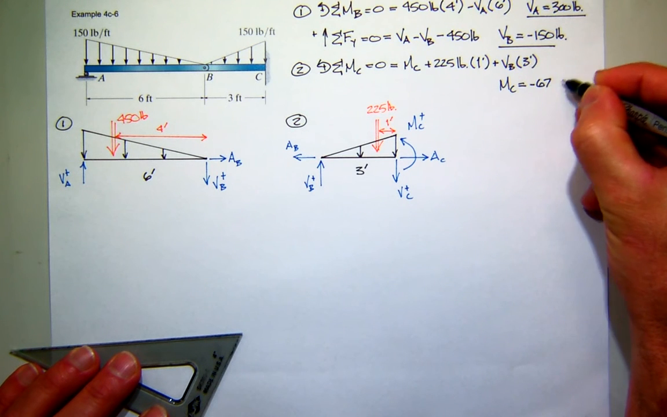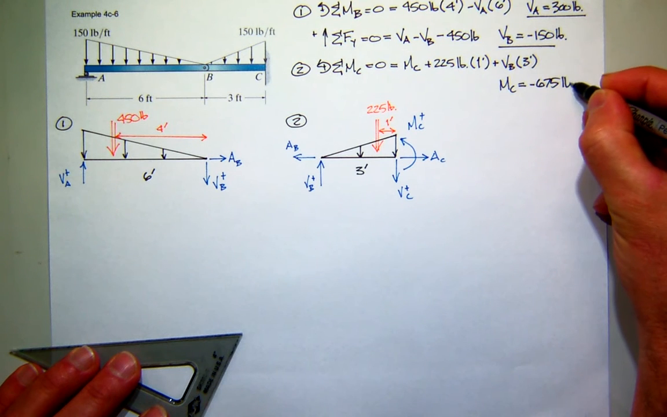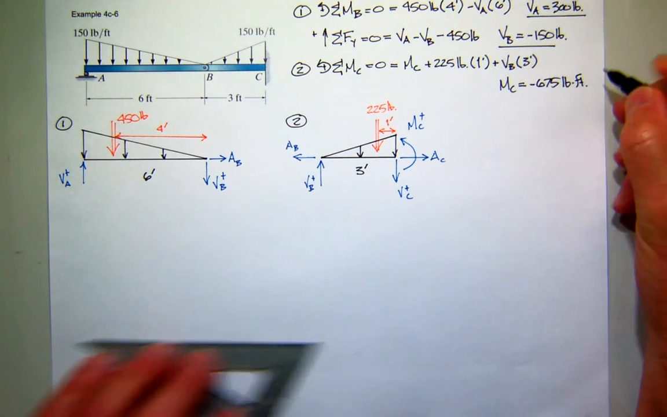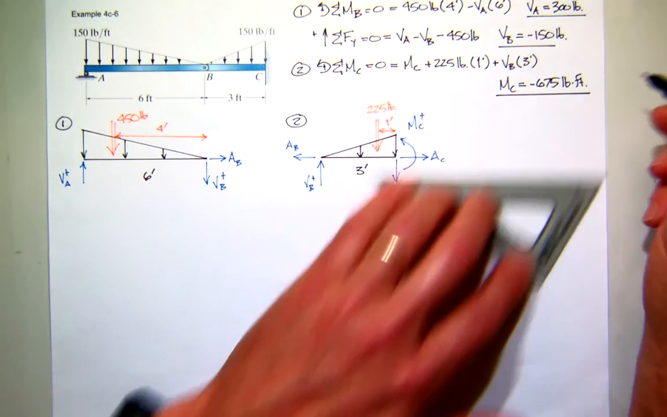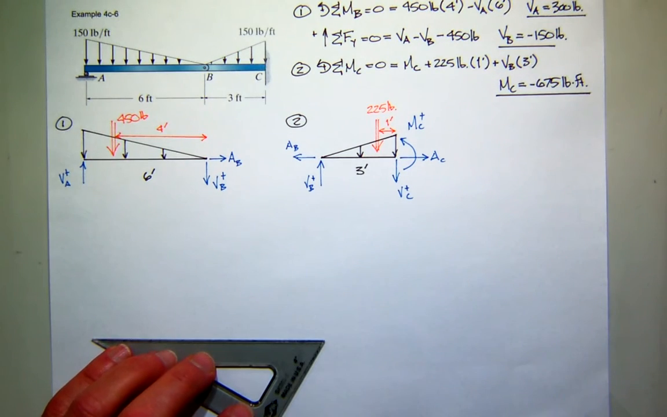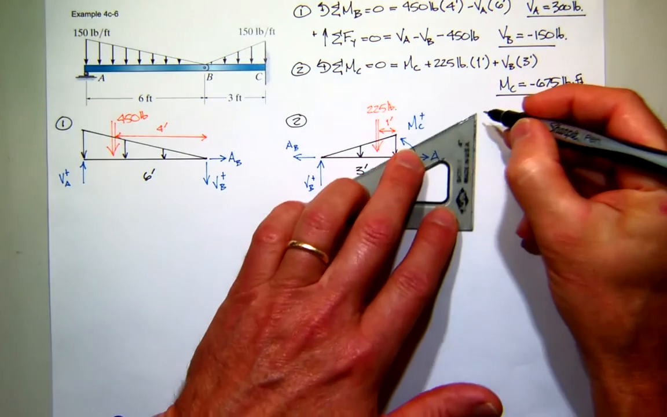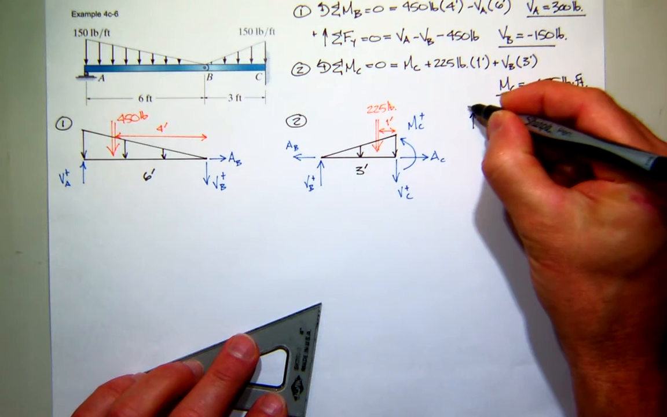Negative 675, and that will be pound feet. Negative, huh? That sounds reasonable. So the last thing I need would be my shear at C. I think I can squeeze that in over here.